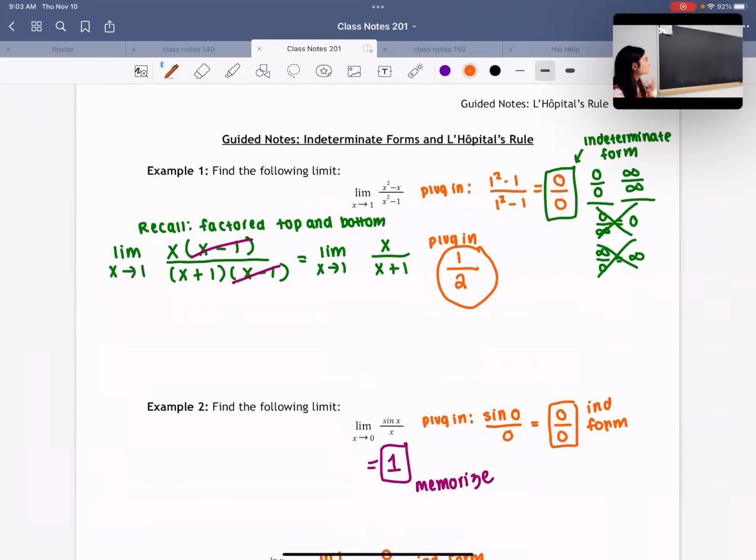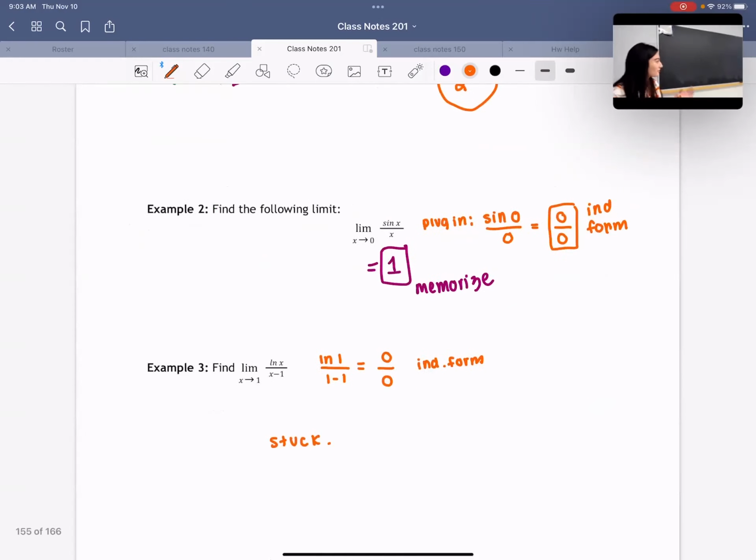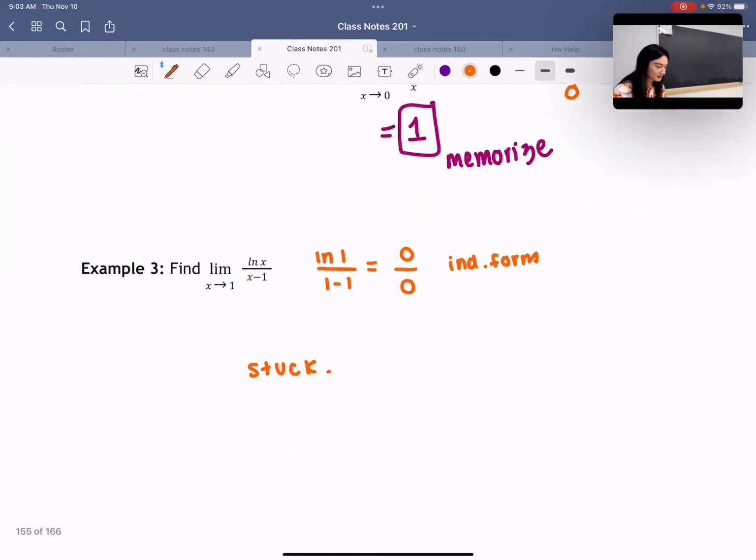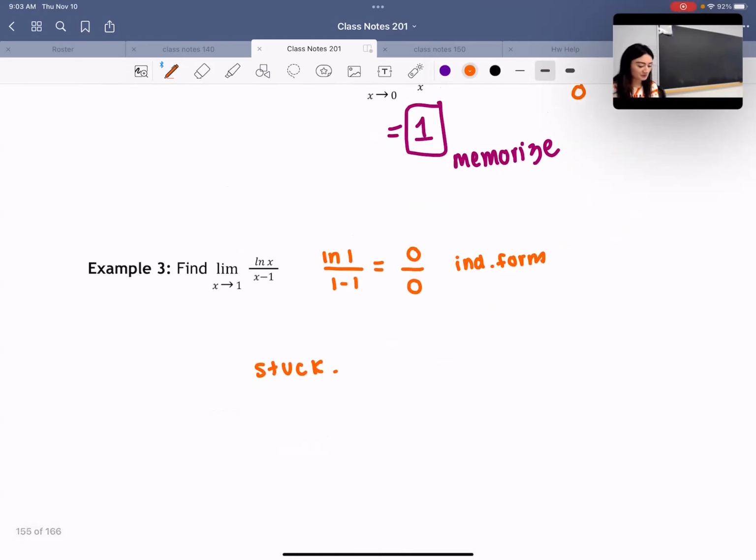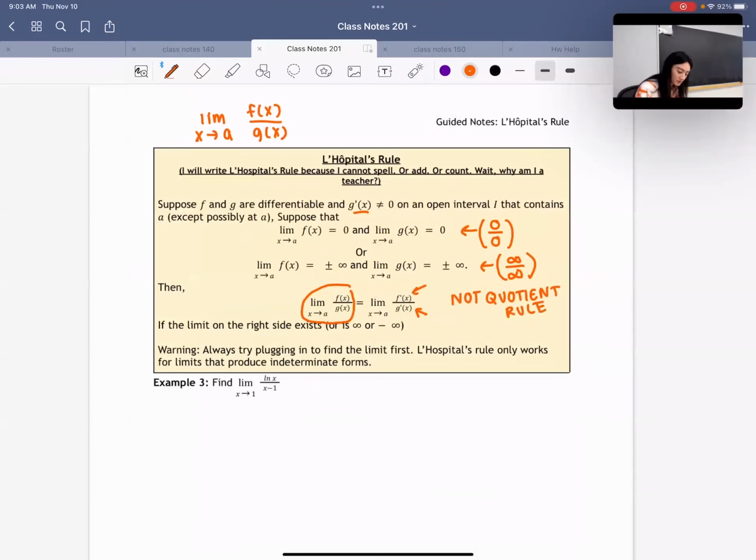Whenever we're given an indeterminate form, or when we plug something in and get 0 over 0 or infinity over infinity, that's when we're talking about L'Hopital's rule. Now we do have other ways that we can use to find limits when we have an indeterminate form. Remember, we factored and got that. We also were able to memorize some limits like sine x over x. We knew that equaled 1. But then when we got to this limit, ln x over x minus 1, we were like, well, I don't know what to do. We have no tools for it yet. So we have another tool to be able to solve limits like this when we don't know what to do. And we call it L'Hopital's rule.